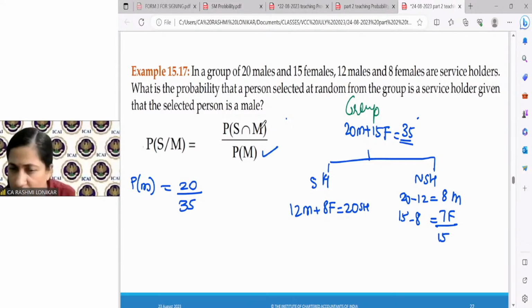Now S intersection M, that is service and male. M is male, and this is service and male. How many service holders who are male? 12. P of S intersection M: how many service holders are there which are male? So 12. And what is the total number? 20.